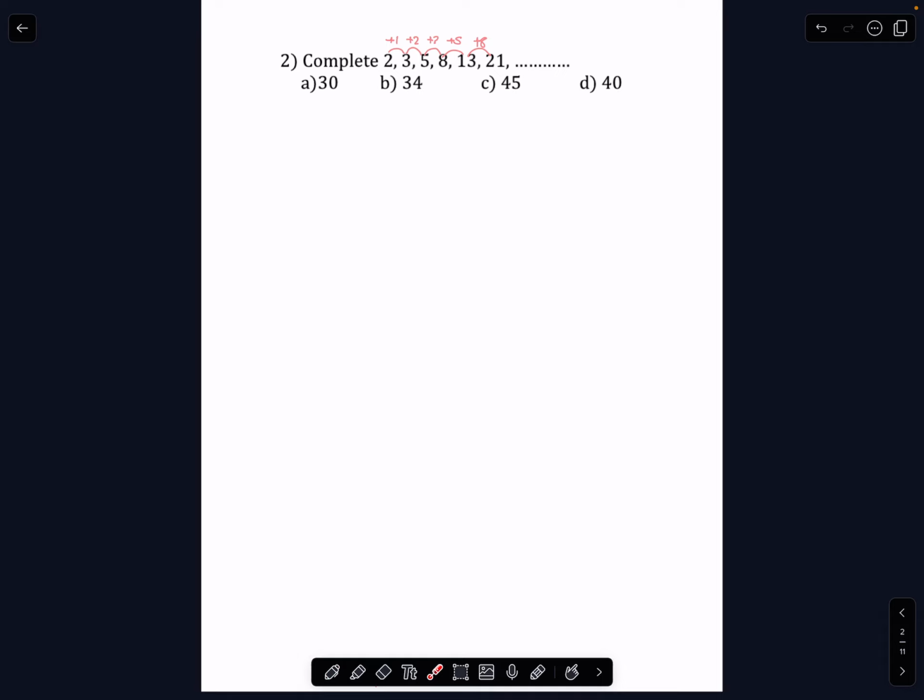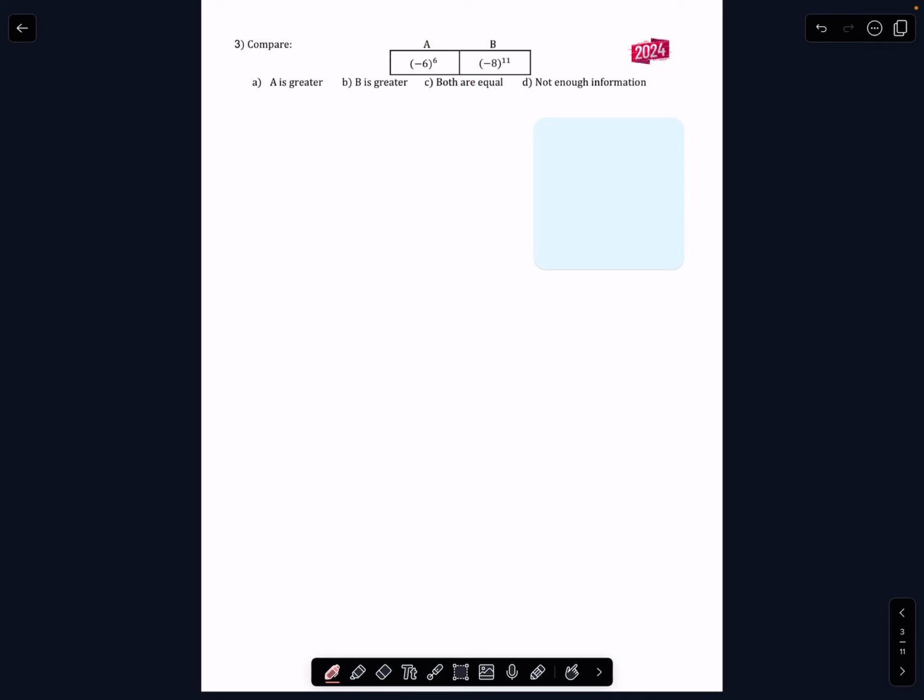The pattern here, if you can see, if you add 2 and 1, you get 3. Okay? 3 and 2, you get 5. 5 and 3, you get 8. And 8 and 5 should get you the number that you should add to 21. And that is 13. So you have to add 13 to 21 to get 34. And B is our answer for number 2.